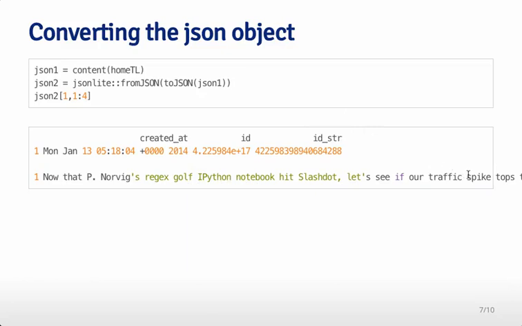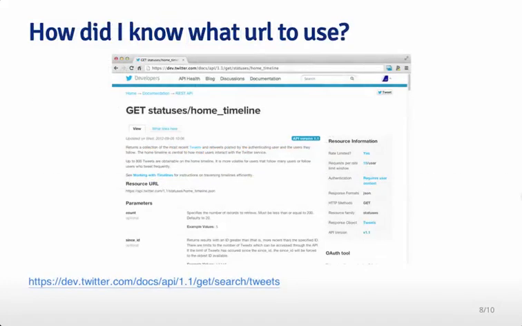So you can do this to extract information from Twitter. This is just the request for how to collect information about what's happening on my home timeline. But there's a whole bunch of other requests that you can do. There's a bunch of different data that you can get access to through Twitter. And so how did I know what URL to use? You go into the documentation for the Twitter API.